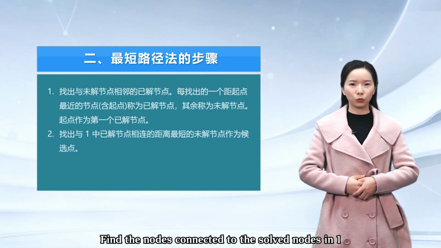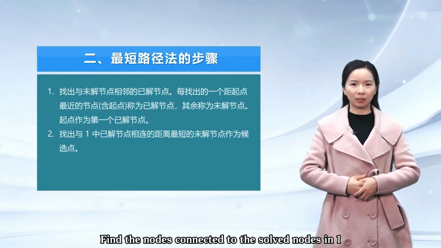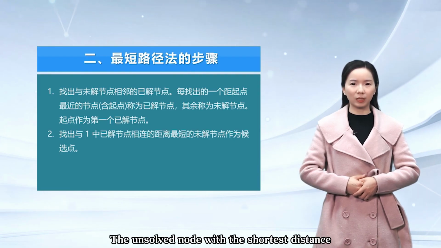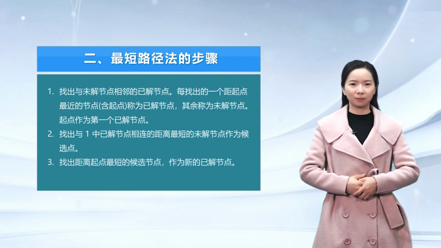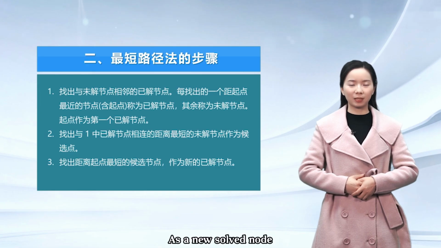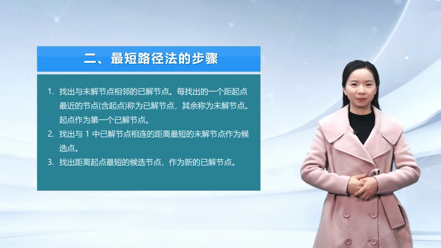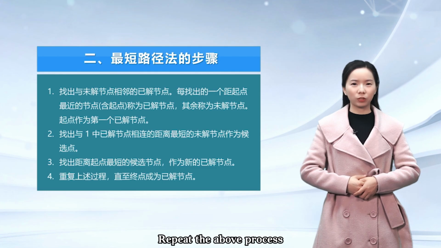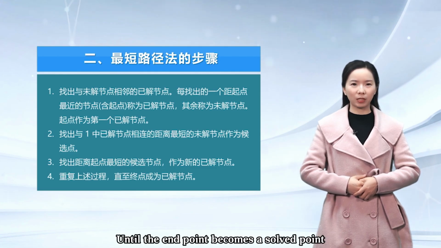2. Find the unsolved nodes connected to the solved nodes in step 1, with the shortest distance, as candidate points. 3. Find the candidate node with the shortest distance from the starting point as a new solved node. 4. Repeat the above process until the endpoint becomes a solved point.